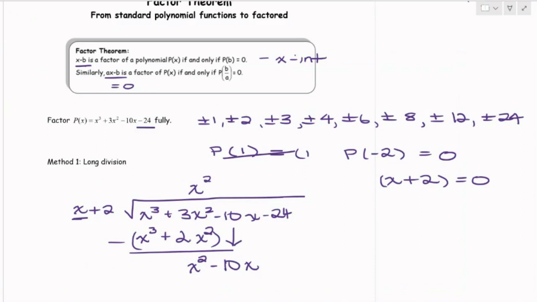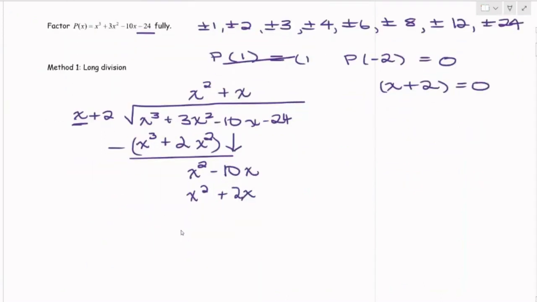What does the x have to multiply by to become x squared? A single x. So plus x, again, it's lining up above the degree that it matches. X times x is x squared. X times 2 is positive 2x. I'm just going to scroll down here. We are going to put this in brackets and subtract. And then we are going to get rid of this, eliminate the x squares. Negative 10 take away 2 is negative 12x.